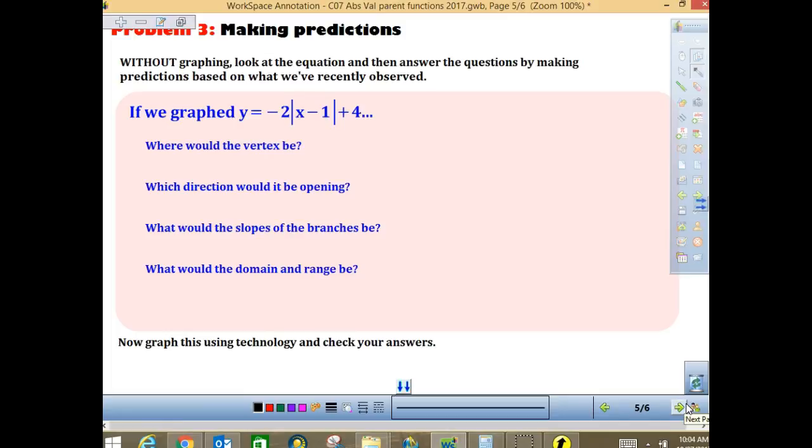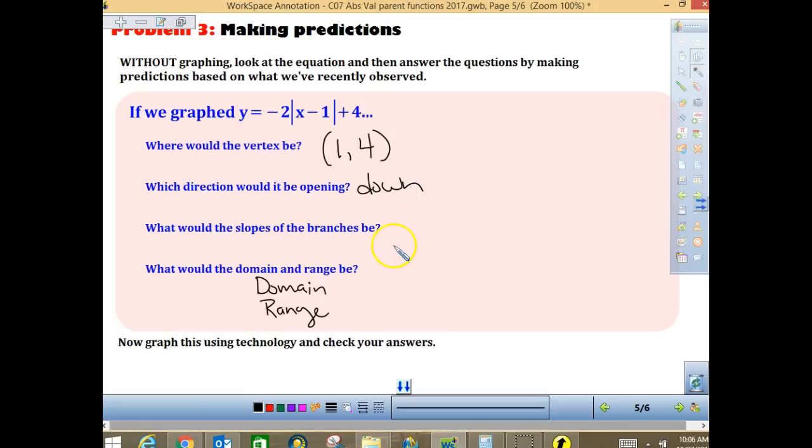So, it says, without graphing this one, look at the equation, answer the questions, and make a prediction based on what you've recently observed. So, I want you to try it on your own and then just check with your shoulder partner, and then you're going to put your answer in your calculator and check it out. Okay? 4. Because it was a minus, we go with exactly that number, 1, 4. Opening up or down, Owen? Down.